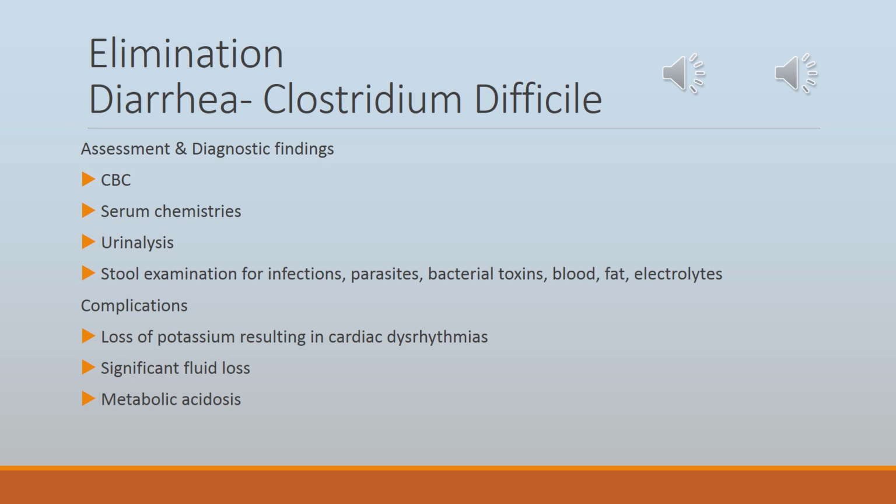Assessment and diagnostics findings would include a complete blood cell count, serum chemistries, urinalysis, routine stool examination, and stool examinations for infectious or parasitic organisms, bacterial toxins, blood, fat, electrolytes, and white blood cells. Complications of diarrhea include the potential for cardiac dysrhythmias because of significant fluid and electrolyte loss, especially potassium. Loss of bicarbonate with diarrhea can also lead to metabolic acidosis. Muscle weakness, paresthesia, hypotension, anorexia, and drowsiness occur with a potassium level less than 3.5.